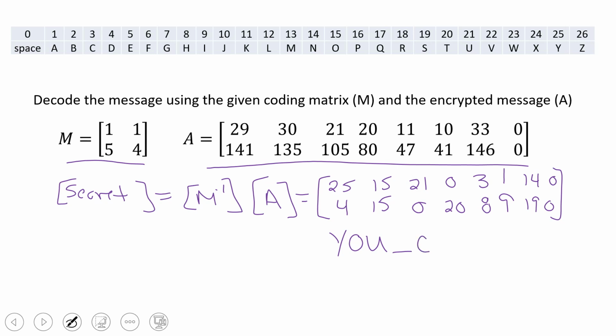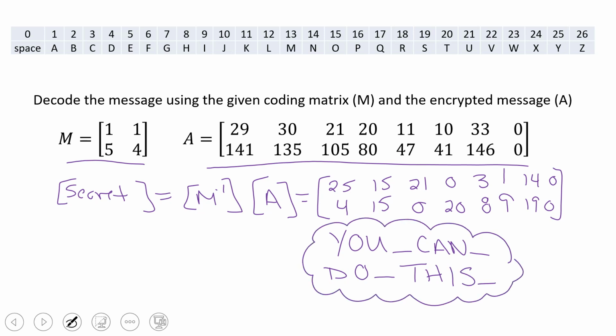3 is C, 1 is A, 14 is N, and then another space. 4 is D, 15 is O, and then another space. 20 is T, 8 is H, 9 is I, and 19 is S. For your secret message is, you can do this. And that's encryption using matrices. So have fun with your homework. It's always super interesting, and see what you come up with.